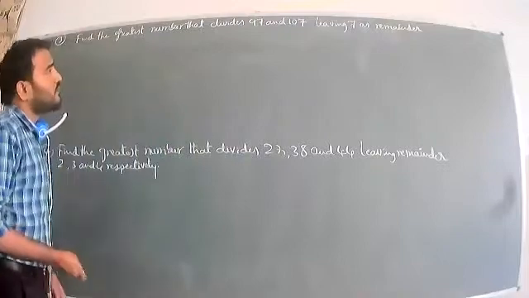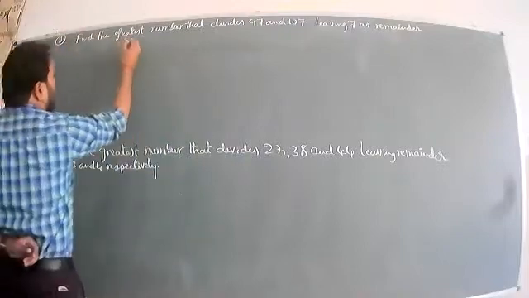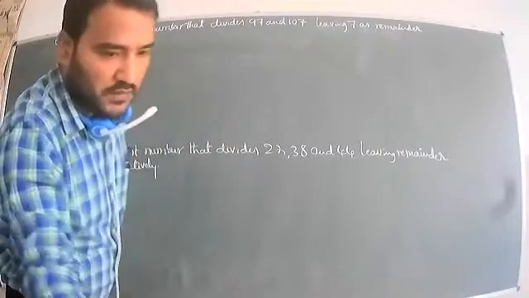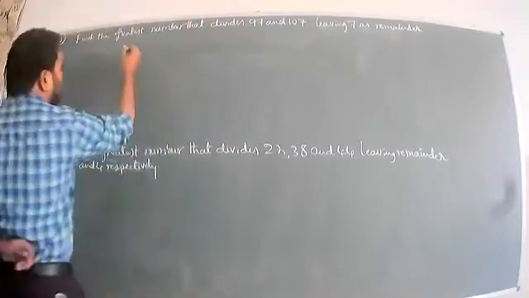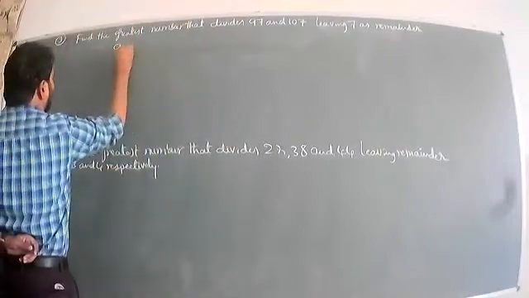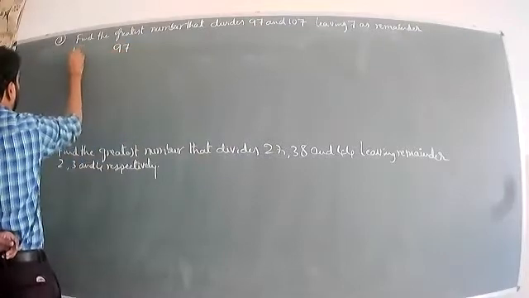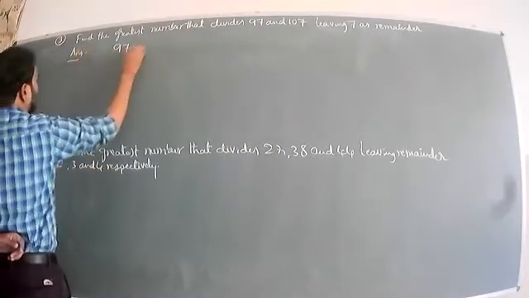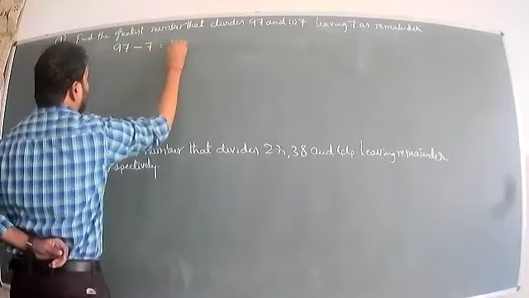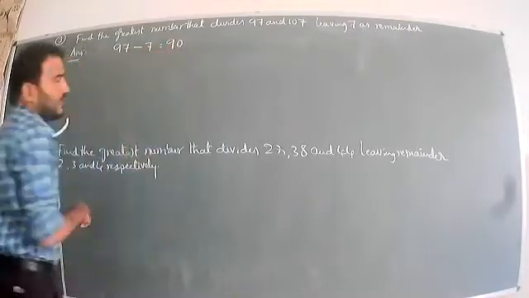Okay. What numbers are given? 97 and 107. Yes, 97 and 107. First we have to find the 97 answer. First subtract the remainder: 97 minus 7. We get 90. Is it right? Yes.